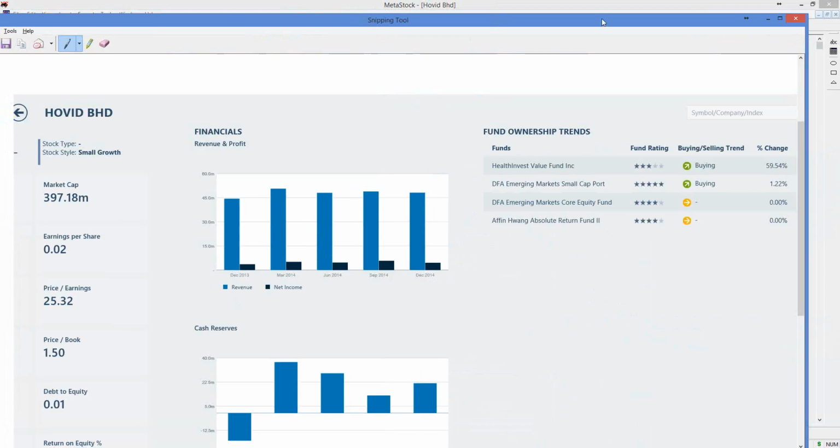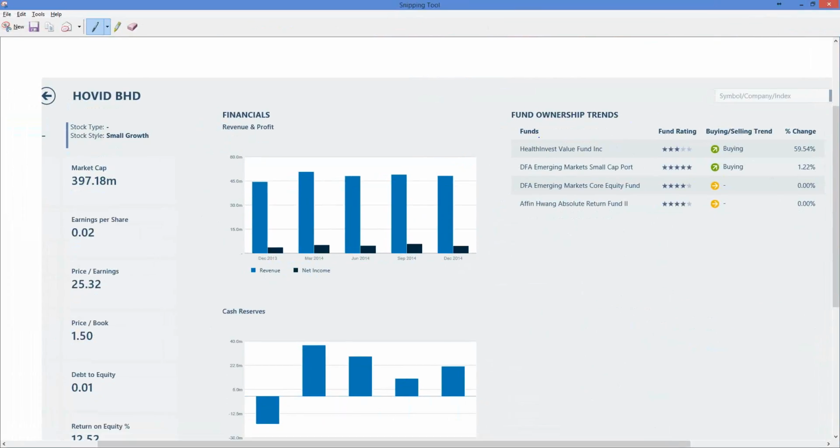So while doing this, I pulled up some fund ownership trends. You look at this, how US Value Fund Corporation is buying this whole week. DFA Emerging Market Small Cap Portfolio is buying, right? And that's why the power of Elliott Wave is something I can really look into. Of course, this is not 100%, but it carries certain weightage because of those big funds.